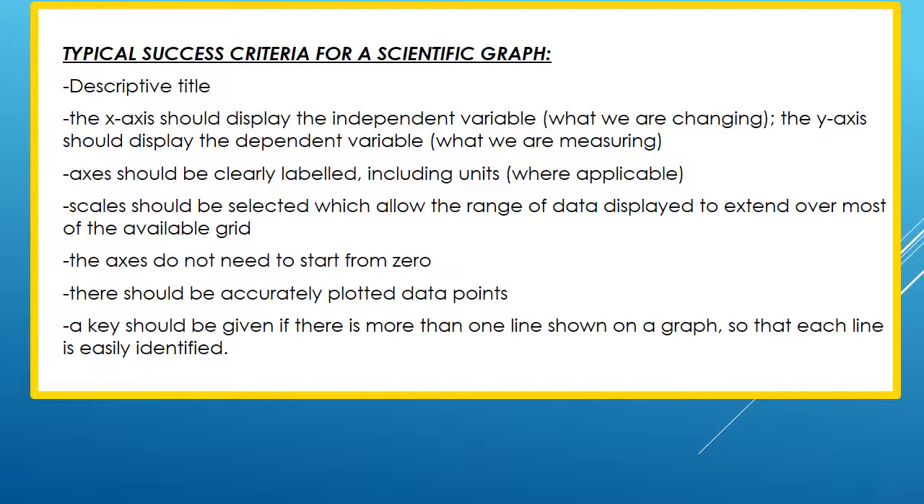Does anybody have any questions about that criteria? Now that we have decided what makes a good scientific graph, I would like for you all to copy what is written in this yellow box into your notes.